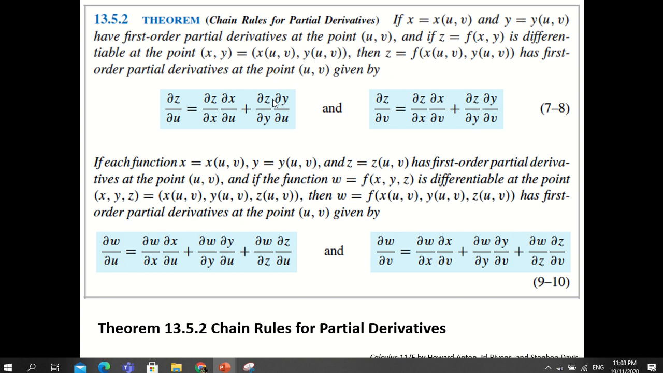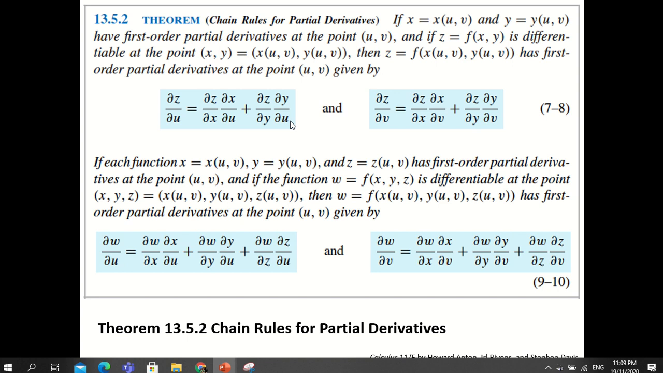So the partial derivative of z with respect to u is equal to the partial derivative of z with respect to x times the partial derivative of x with respect to u, plus the partial derivative of z with respect to y times the partial derivative of y with respect to u. And the other formula is the partial derivative of z with respect to v, equal to the partial derivative of z with respect to x times the partial derivative of x with respect to v, plus the partial derivative of z with respect to y times the partial derivative of y with respect to v. Alright, so another formula that you need to remember.